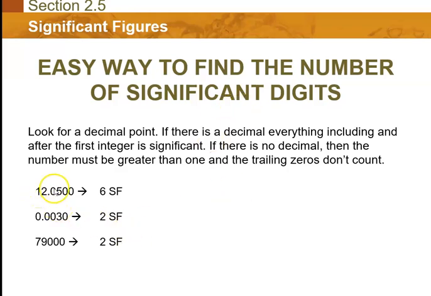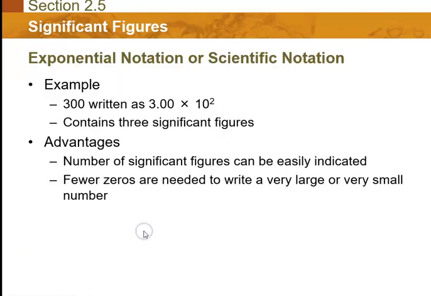So in 12.0500, there's the decimal point, there's the first integer. Everything including and after the first integer is significant. So we have 6 digits and there are 6 significant figures. Here we have a decimal point, a number smaller than 1. There's the first integer. There's a 0 after it. Trailing zeros count if there's a decimal point. So there's two significant figures here. These leading zeros are placeholders, they don't count. 79,000. No decimal point, therefore the trailing zeros are not significant, and there are 2 significant figures.